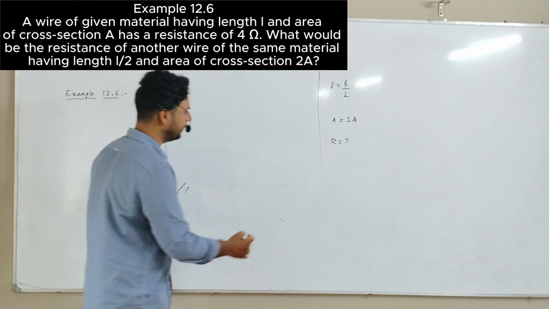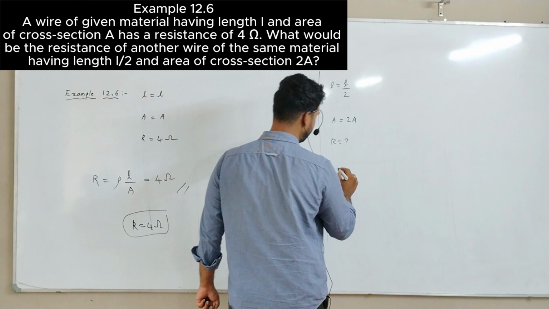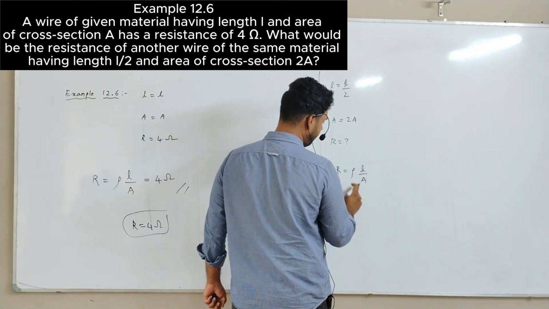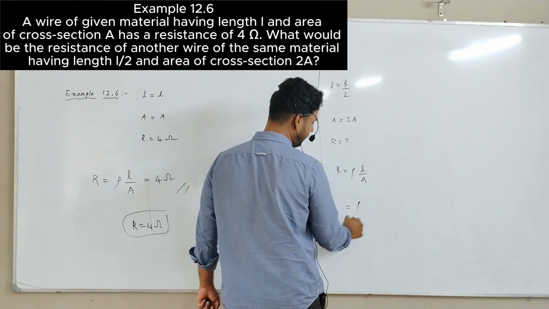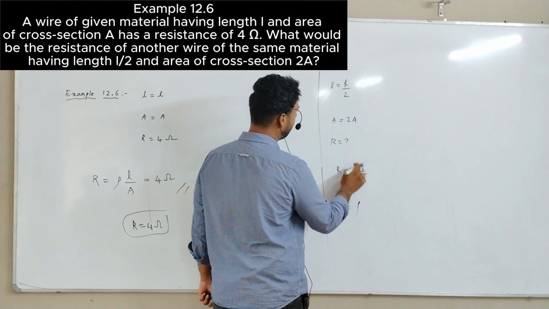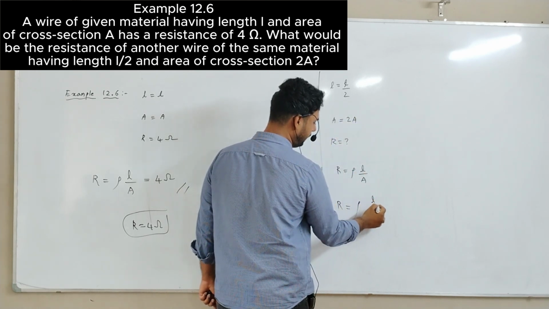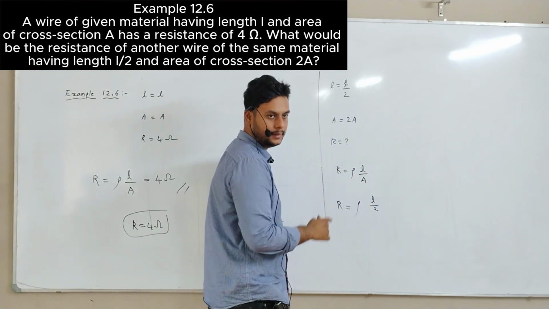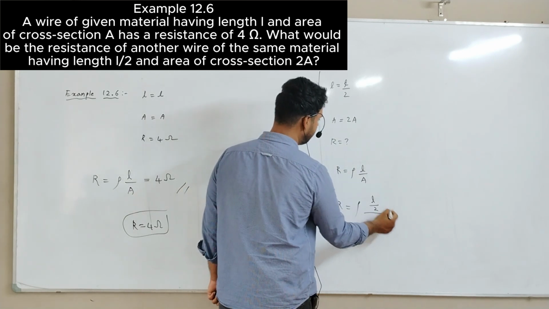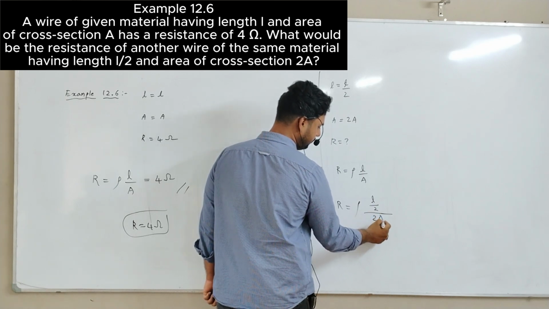Okay. Here, come here. Same formula will apply. Resistance is equal to rho L by A. We know this formula. Here, resistivity of material both are same. I will take a rho. R is equal to rho as it is. But the length has become how much here? L by 2. Length has become L by 2. What is the cross section area A here? A is 2A.